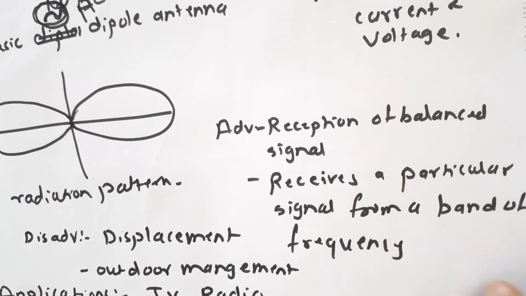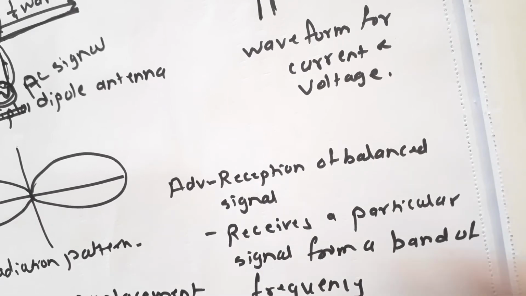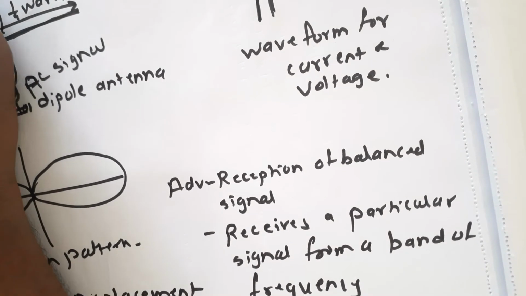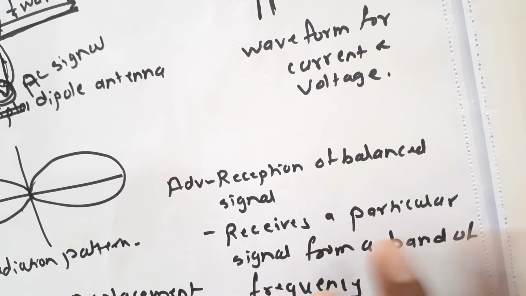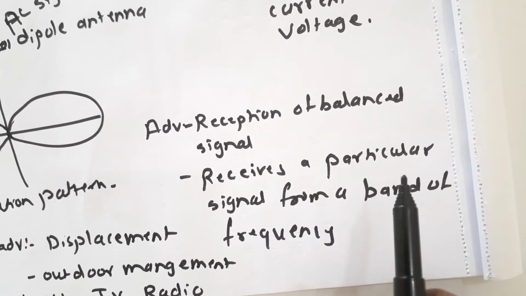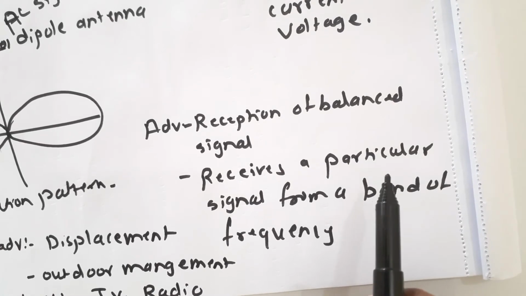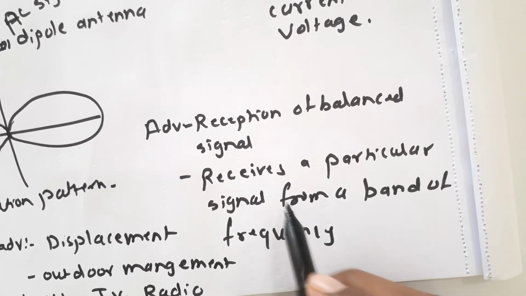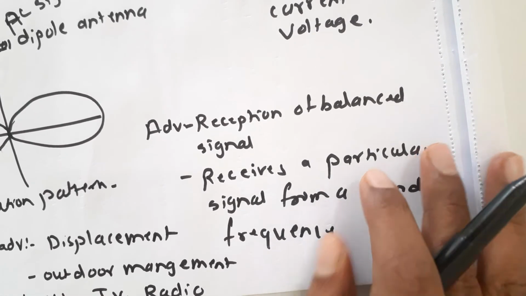So what are the advantages, disadvantages and applications of the dipole antenna? We call this a simple dipole antenna. Here the advantage is that reception of balanced signals occurs by using this antenna. It receives a particular signal from a band of frequency. The band of frequency, as already mentioned, is the very high frequency, that is 30 to 300 megahertz.